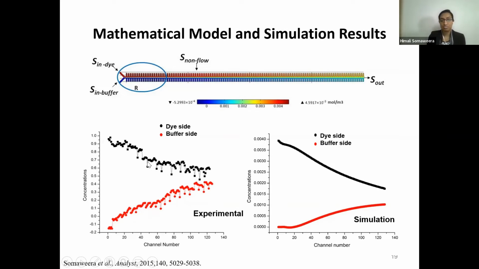There are some fluctuations here like this. That's because of photobleaching. We didn't have an automated microscope at that time, so I had to image like 5 or 6 chambers at a time. But nowadays we have automated microscopes that can minimize the photobleaching of the dye.